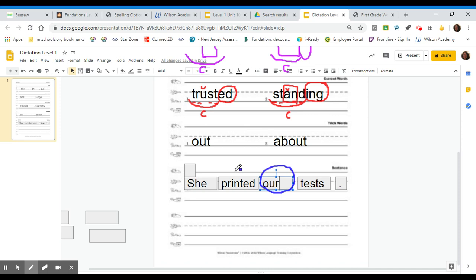Now that leads me to my unit words. Oh, as a reminder, she, that's another trick word from the past. It's a review one. So you could look that up on your first grade word wall if you were struggling.